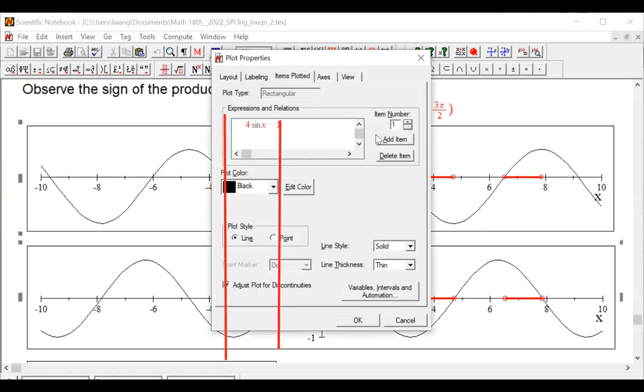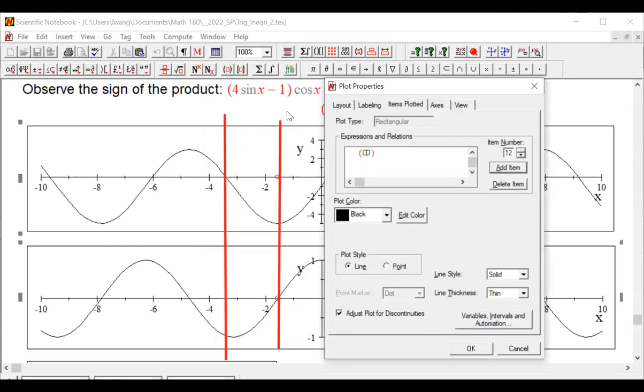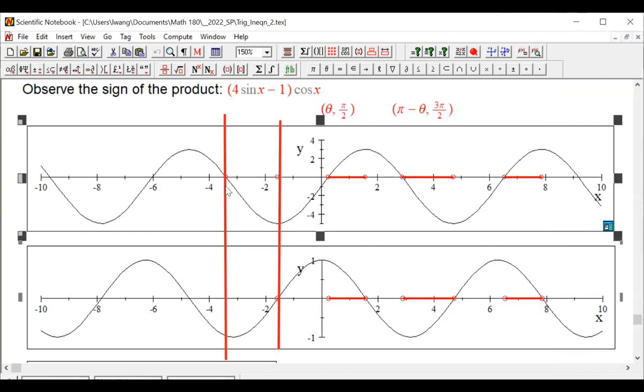I hope you guys have the patience to listen to me. So pi minus theta, arcsine of a quarter. We have to subtract 2 pi to get to this point. We let the computer do the work. And there we go. You see there's a circle there? And you also have to draw the same circle over here.